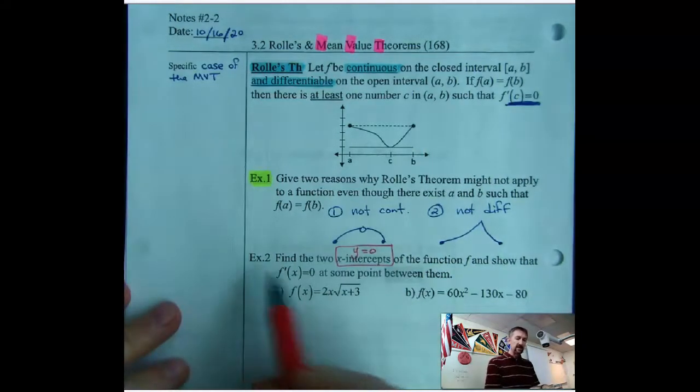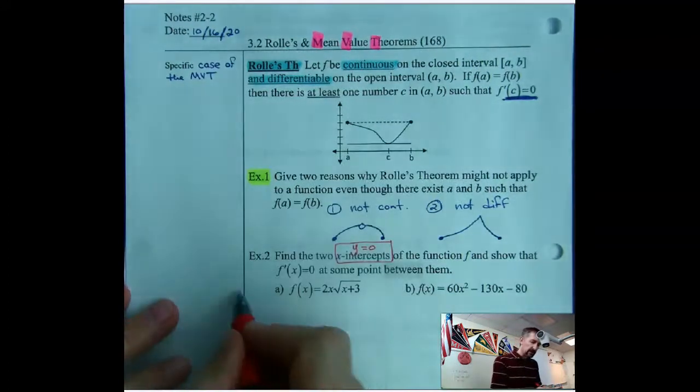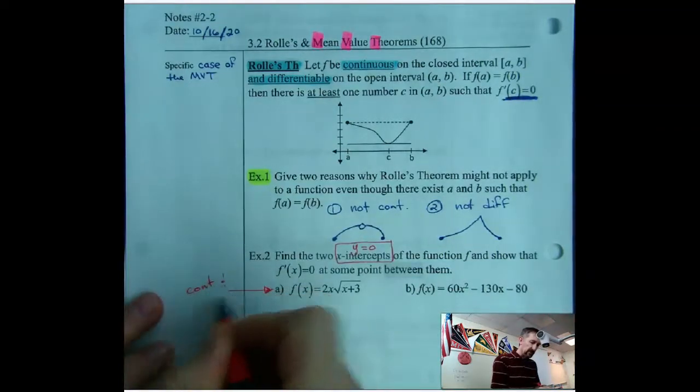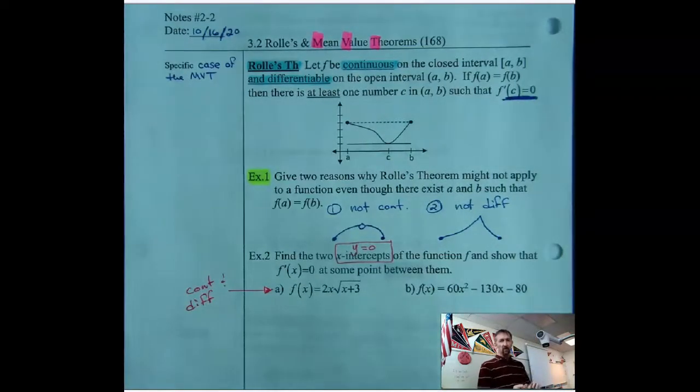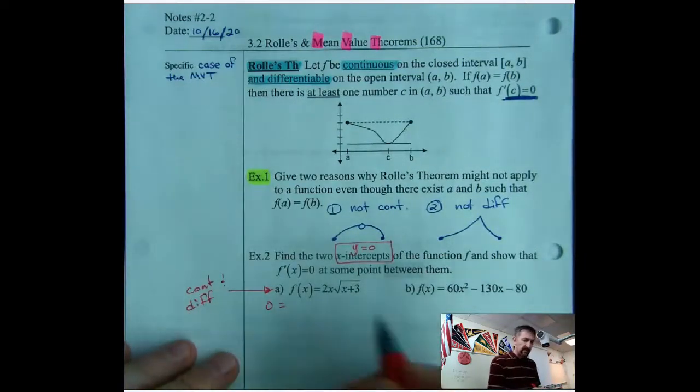Now this is not highlighted because you're not going to have to do this first part, but it's good practice for us. So the first thing we want to realize is that this should be continuous and differentiable. It's not, there's nothing weird happening there. So that's our first consideration. So let's let y equal 0 and find those intercepts.